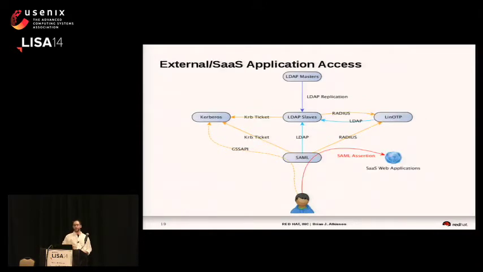From an externally hosted SaaS application perspective, these are applications for Red Hat associates that are hosted outside of our firewalls, things like Salesforce, right? Where users will need to be able to access them externally. So for those applications, they will consume SAML authentication. And on the back end, SAML will talk to either LinOTP or Kerberos, depending on the situation, which I'll get into shortly, as well as consuming LDAP data.